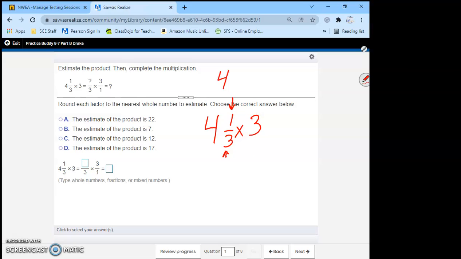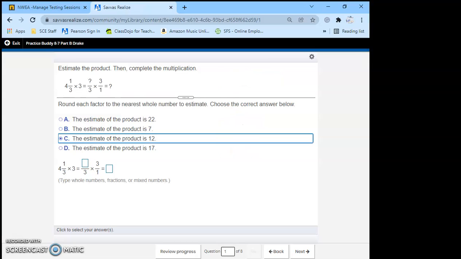For the second one, it's already at 3. We don't have to round anything. It's just going to be 4 times 3. So the answer to 4 times 3 is 12. So our estimate will be 12. So we're going to pick the estimate of 12. Now we actually have to solve it.